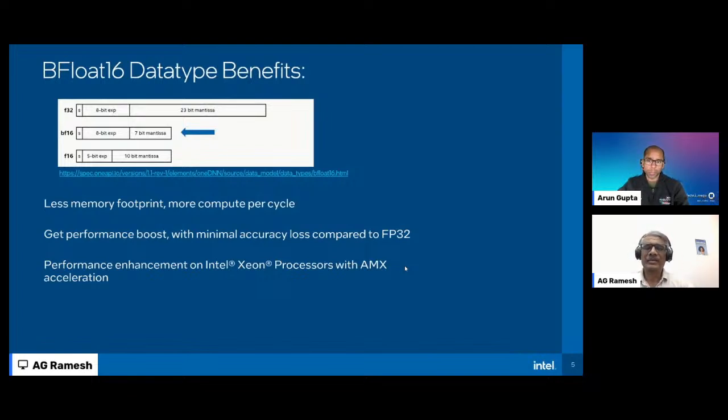So in AMX, this is the first acceleration. We chose BF16 for acceleration. The advantages: these are 16 bits, so you use less memory footprint. All your weights are basically half the size now. It allows for higher bandwidth, and more importantly, you can do more compute per cycle compared to FP32.